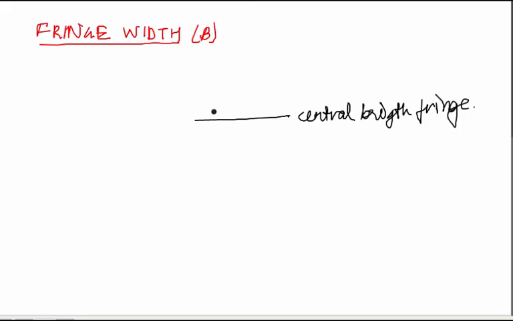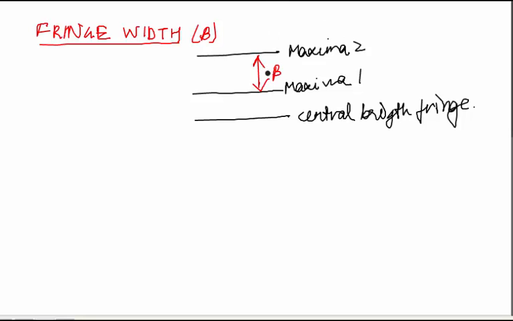So if say this is maxima 1, maxima 2, we can say they have a fringe width of beta. So they are beta apart. So the distance of the maxima 2 from central bright fringe will be 2 beta. Similarly, it can be the consecutive difference between any two consecutive maximas or two consecutive minimas. So we will calculate the fringe width using two maximas.